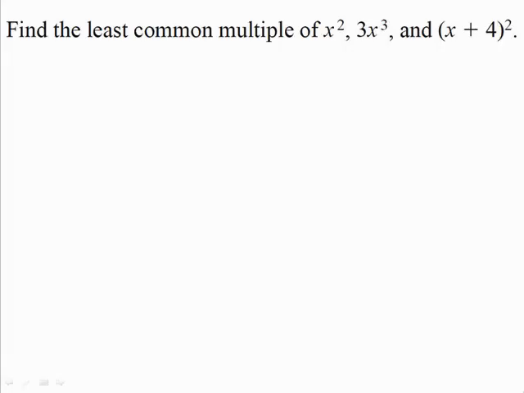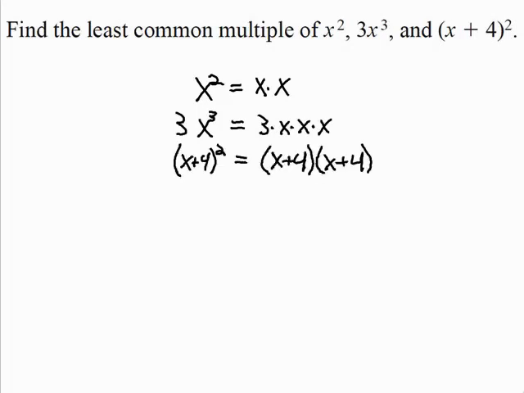Find the least common multiple of x squared, 3x cubed, and the quantity x plus 4 squared. Start by finding the factors of each of these expressions. x squared is x times x. 3x cubed is 3 times x times x times x. And x plus 4 squared is the quantity x plus 4 times the quantity x plus 4.